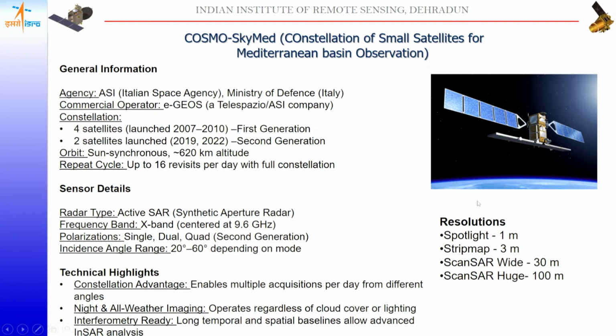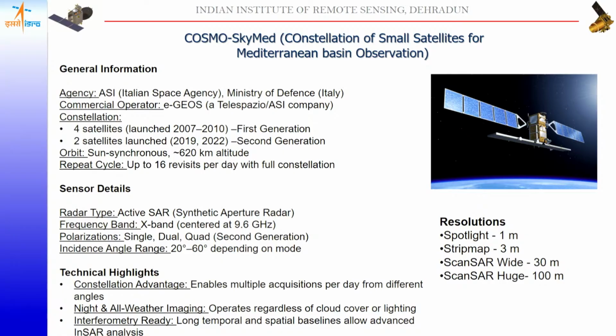Now another X-band satellite is launched by the Italian space agency, which is called COSMO-SkyMed. It has launched 4 satellites as the first generation and 2 satellites in the second generation. The first generation satellites were launched from 2007 to 2010, and 2 satellites in 2019 and 2022. It is also a sun synchronous orbit.